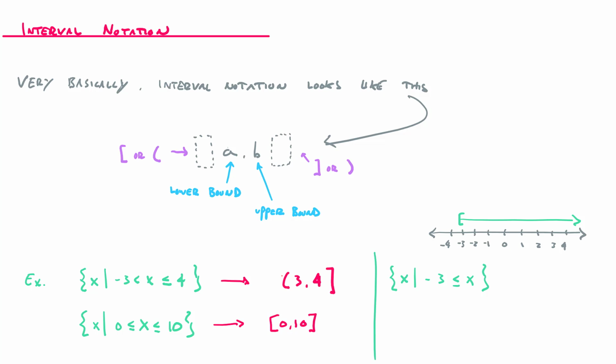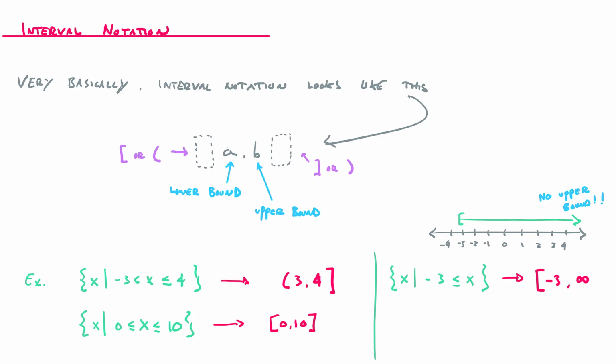How do we turn that into an interval, right? What is its upper bound if it doesn't have one? No upper bound. Well, in that case, you use infinity. Now the question, of course, is do we use an open parenthesis or a bracket at the end of the infinity? But think about it, right? Infinity is not a number.